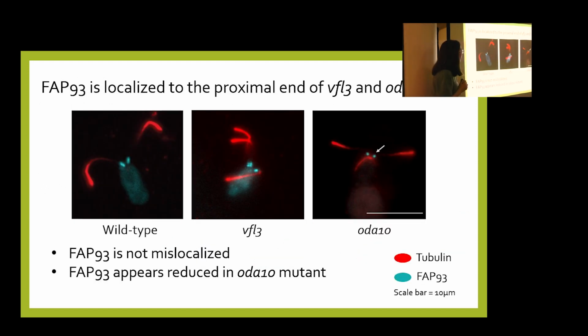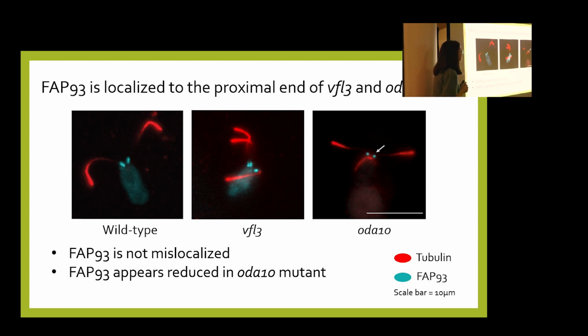And so here are the three immunofluorescences that came out of that experiment. I want to focus on VFL3 briefly. VFL3, or variable flagella 3, has a mutation that can, as you can see, result in three cilia instead of two. But collectively, when we look at all three of these cell types, we see that FAP93 is still localized to that proximal end of the axoneme. However, when I looked at OTA10, I saw FAP93 looked much smaller than I had been used to seeing, especially compared to wild type and VFL3. FAP93 just looked like these two little tiny dots.